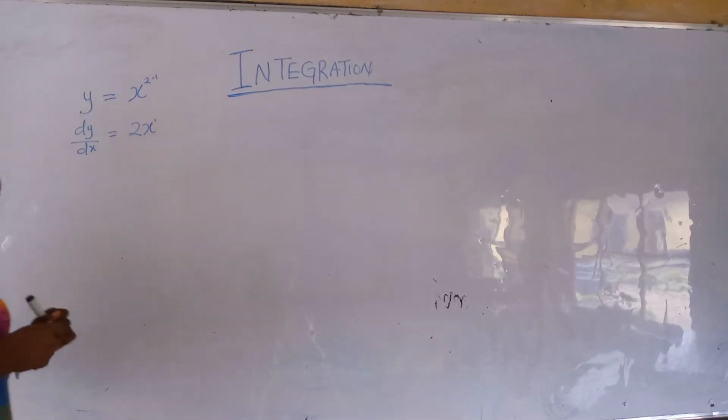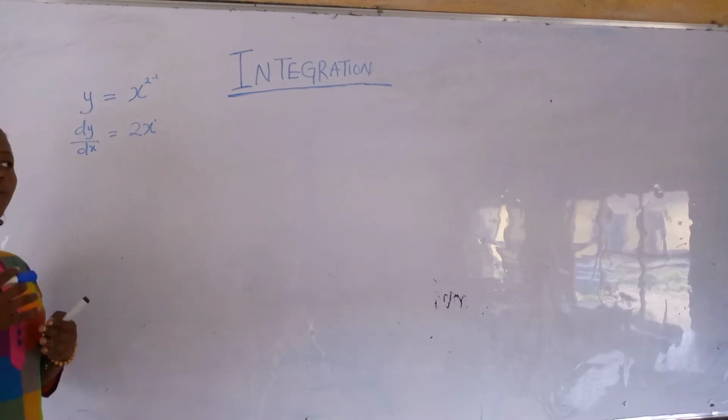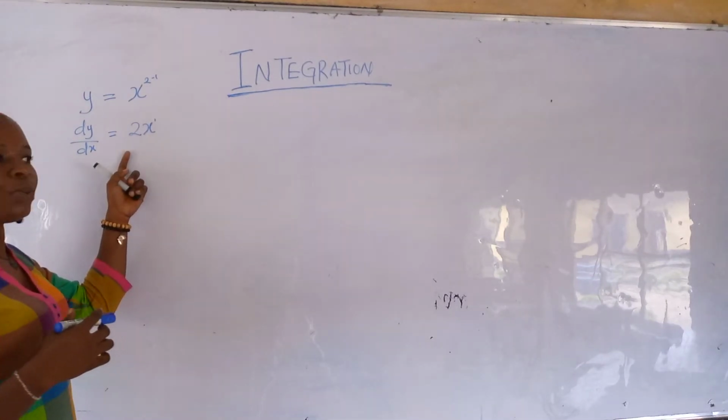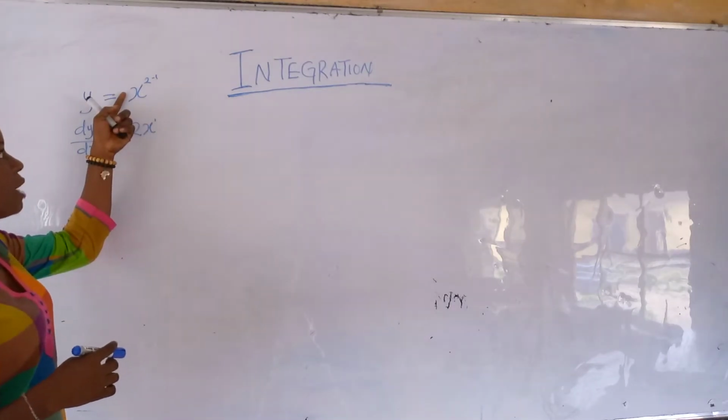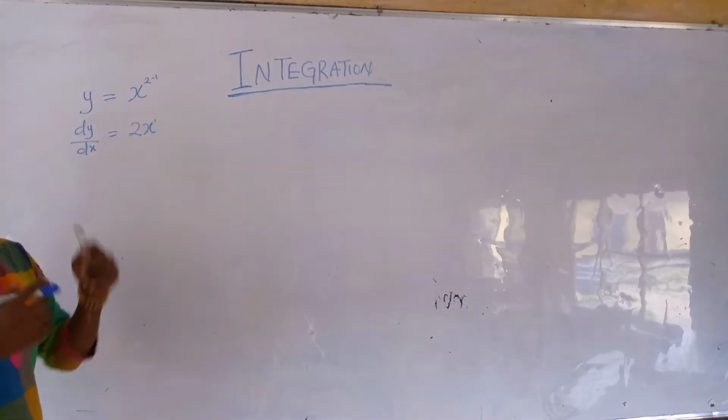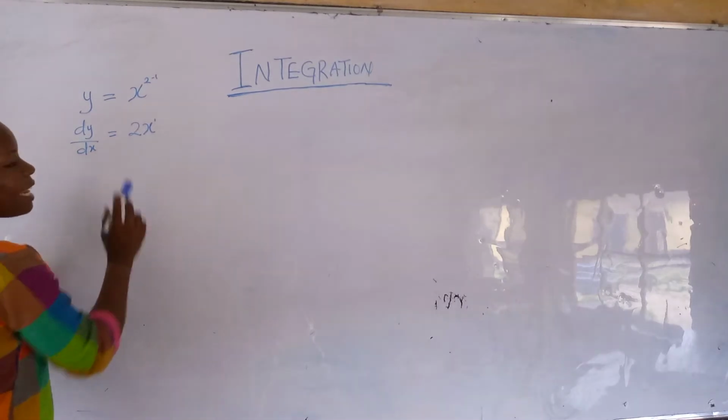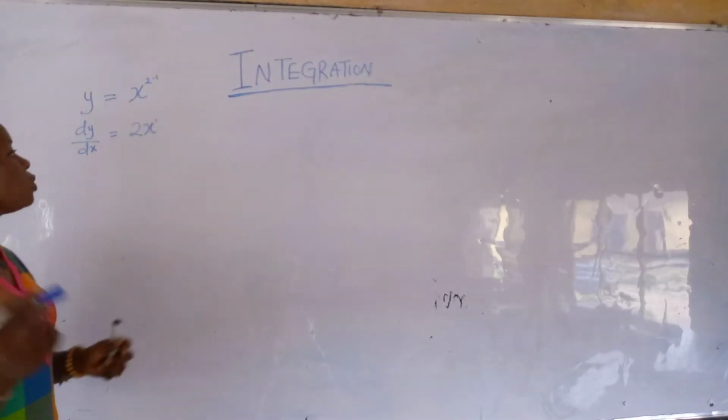Now, integration is the reverse of differentiation. What do you mean by the reverse? In differentiation, you multiply by the power and remove 1. But in integration, we add to the power and we divide. So now let's go.